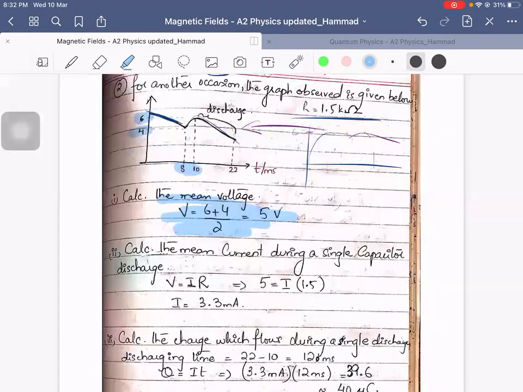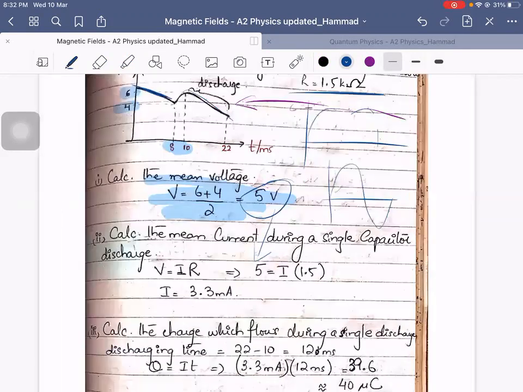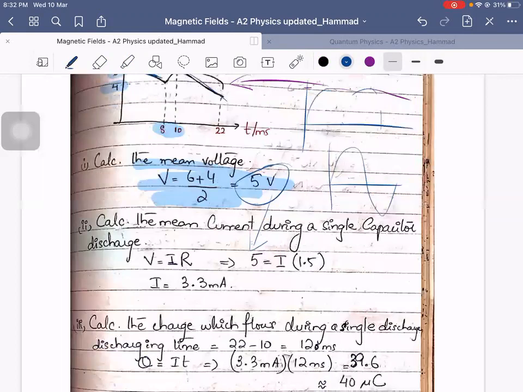They're asking you the mean current using a single capacitor discharge. V is equal to IR. You know for a fact that for a wave like this, you'd prefer using the voltage value, which is a stable value for your calculations. And that is why I use the V mean value. Your resistance was 1.5 kilo ohms.